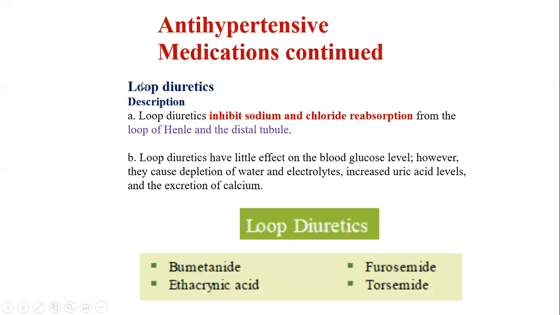Now, let me explain loop diuretics. Loop diuretics inhibit sodium and chloride reabsorption from the loop of Henle and distal convoluted tubules. Loop diuretics have little effect on blood glucose level. However, they cause depletion of water and electrolytes and increase the uric acid level. So if your patient has gout, it will increase, and also excretion of calcium. The common loop diuretics are furosemide and bumetanide, or ethacrynic acid, torsemide.